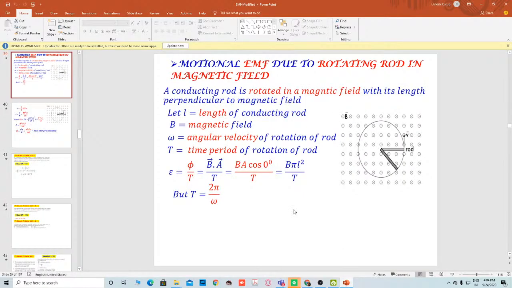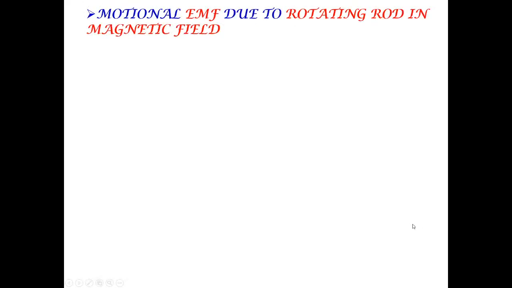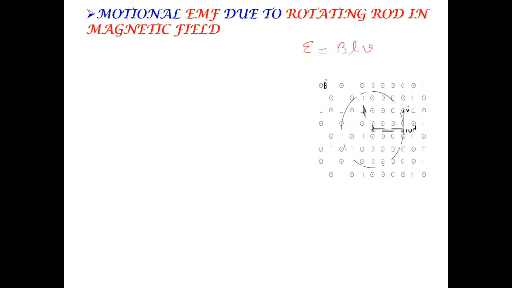So, we are starting. Today we are going to discuss the motional EMF due to a rotating rod in a magnetic field. In the last class we saw the equation for motional EMF: E equals BLv. B is the magnetic field, L is the length, and v is the velocity with which the metallic conductor is moving.